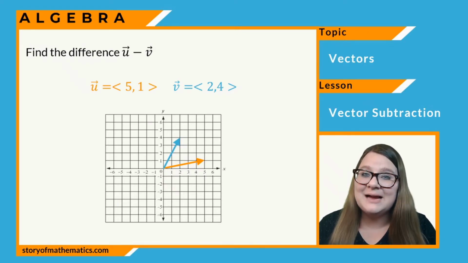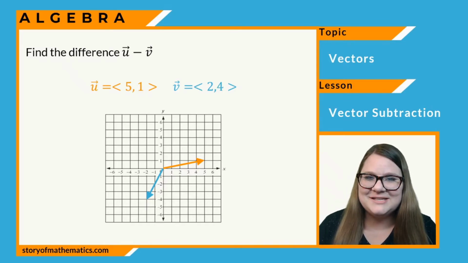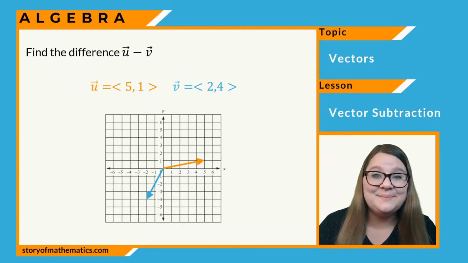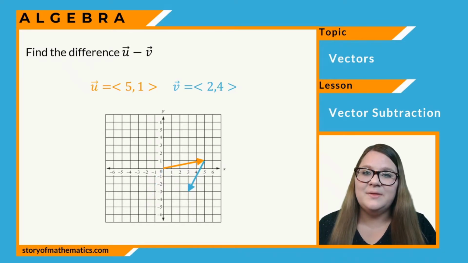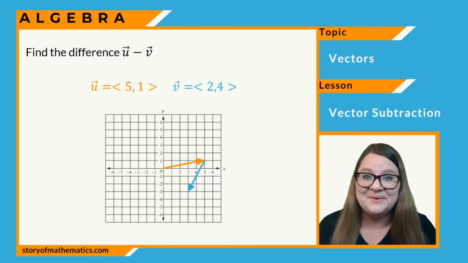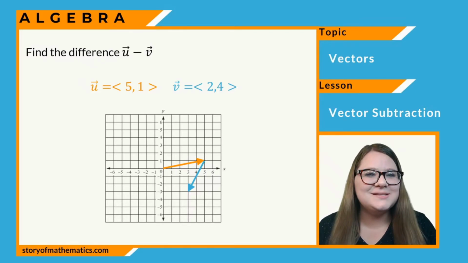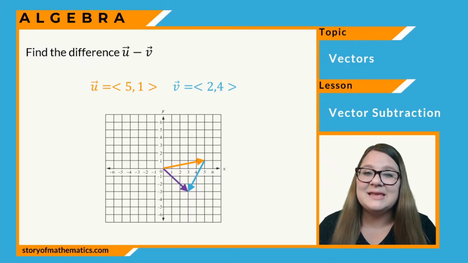But because I'm subtracting v, I will need to flip it, find the negative. It should go in the opposite direction. Now that I've done that, I can line it up tip to tail. So the tip of the orange vector touches the tail of the blue vector. When I connect my start point to my end point, I get this vector, u minus v.